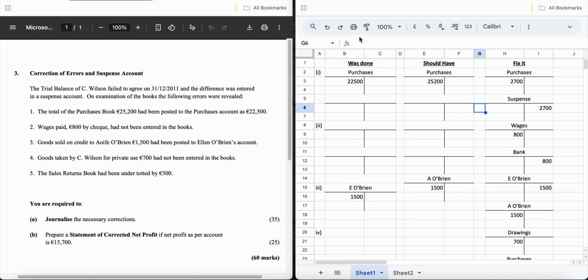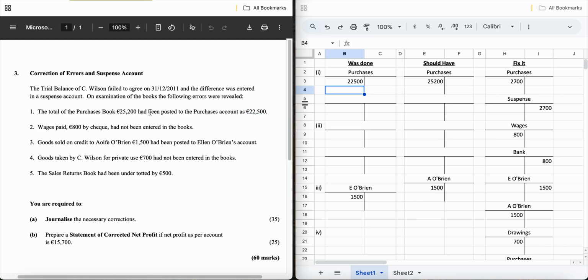So we've to split our page into three columns: what they did, what should have been done, and how to fix it. Okay, so the first one, it says the total of the purchases book, 25,200, had been posted to purchases as 22,500. So on the left hand column here, what they did was purchases. Now we need to know what side purchases go on normally. Purchases are an expense, so they go on the left hand side. So they put in purchases 22,500, as it says here.